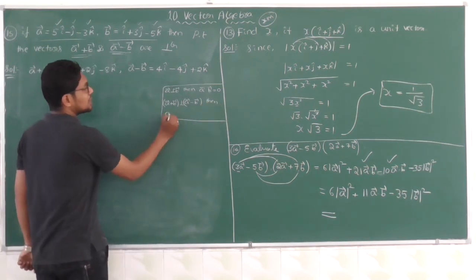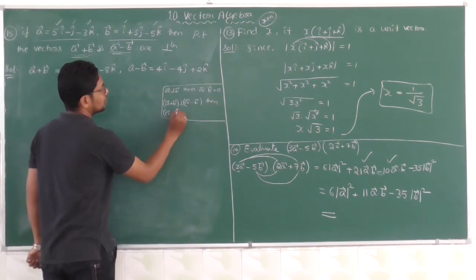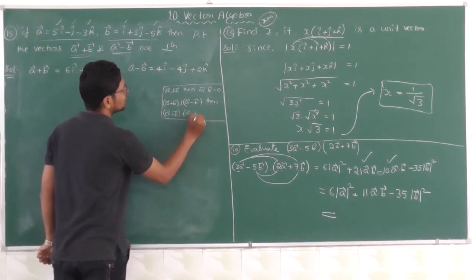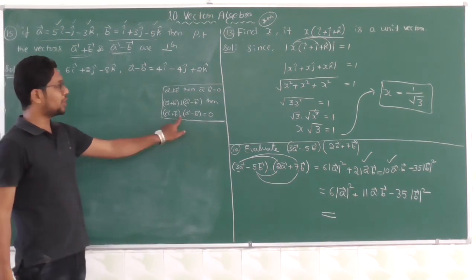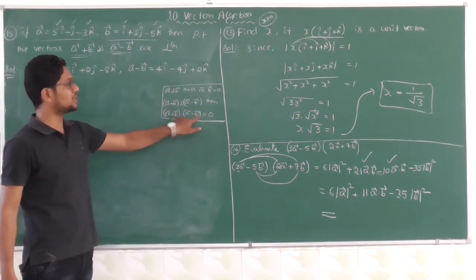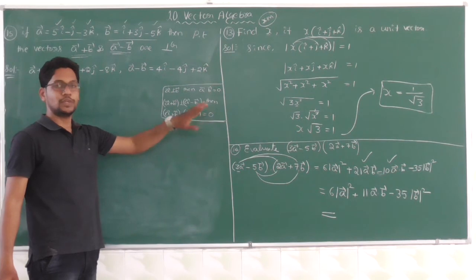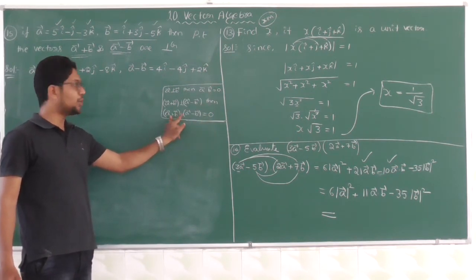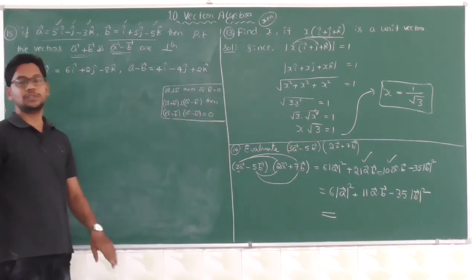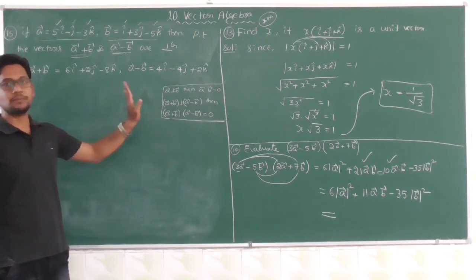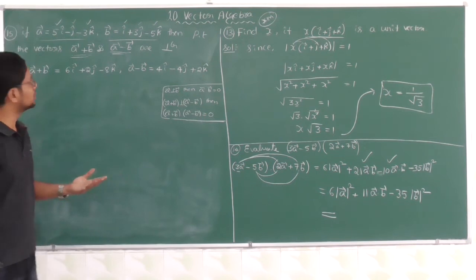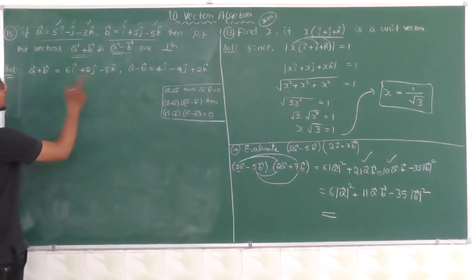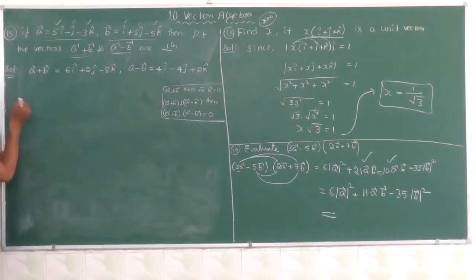Then a plus b dot a minus b equals 0. What do we have to prove? The dot product of a plus b and a minus b is equal to 0. If we prove that a plus b dot a minus b equals 0, then we can say that a plus b and a minus b are perpendicular. Otherwise, the vectors are not perpendicular. Right? We just find the dot product of a plus b and a minus b.